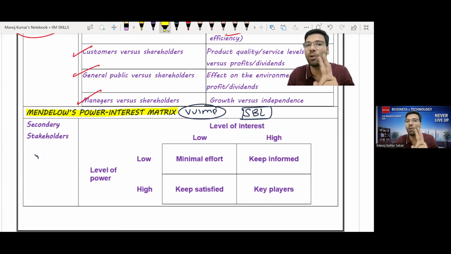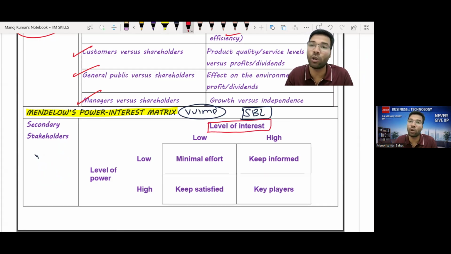Now it depends upon two factors. It depends upon what, beta? It depends upon two factors: the level of interest they can show in the company and the power they exert inside the company. That means, to what level the stakeholders have an interest, more interest or less interest in the company's transactions, and then how much power they can exert.